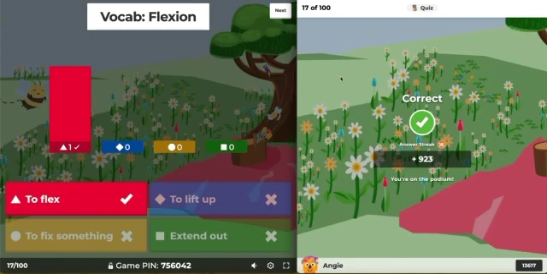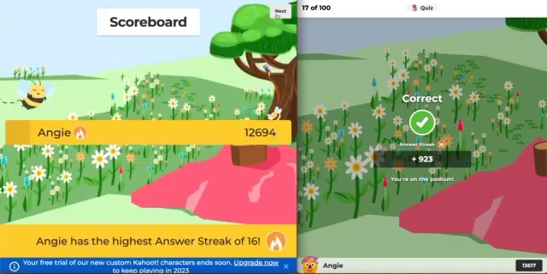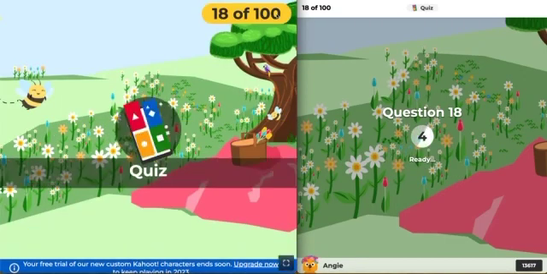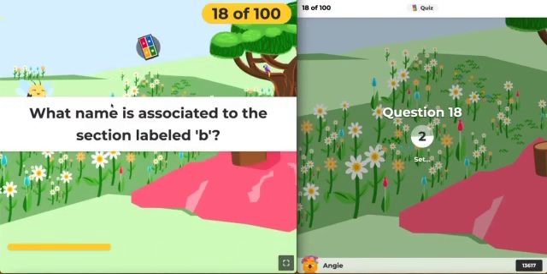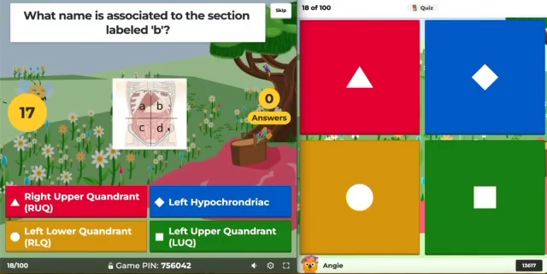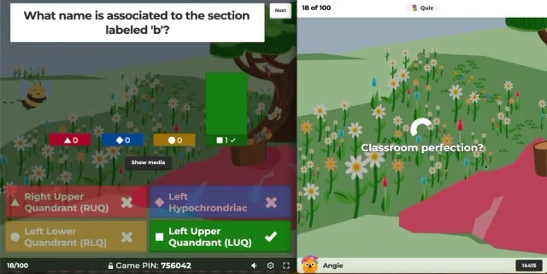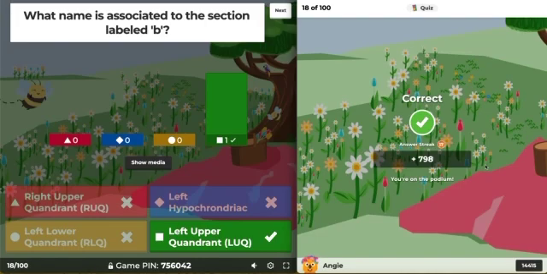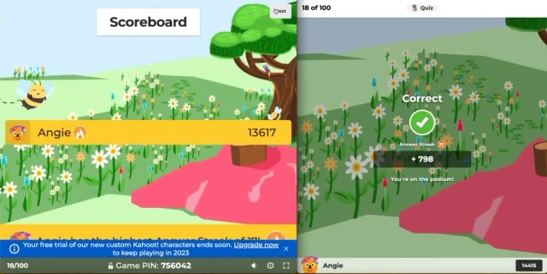Okay, so let's move on to question 18. Question 18. What name is associated to the section labeled B? So B is on the left side of the body and it is in the upper quadrant. So this is the left upper quadrant, which is so easy. Quadrants are very easy to name. It literally is their location. Regions are more complicated because they have associated names. Well, very specific associated names.